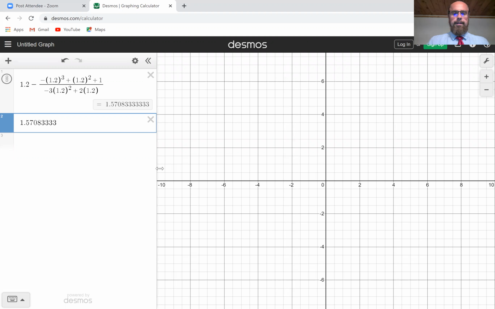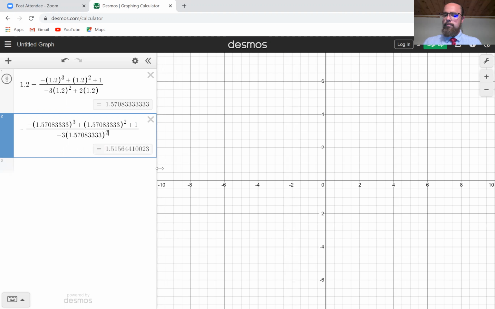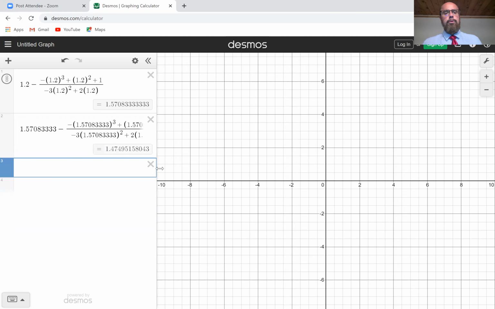So we'll start off with that C sub 2 subtracted by negative parentheses 1.57 cubed plus 1.57 squared plus 1, all over the value of the derivative, negative 3 times 1.57 squared plus 2 times 1.57. So again, we're using that iteration.